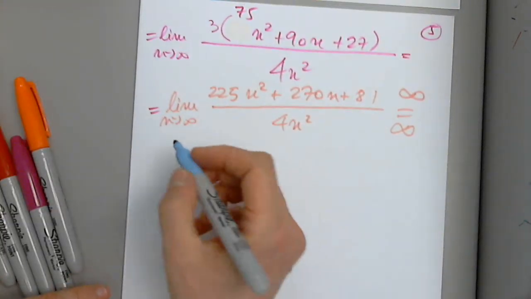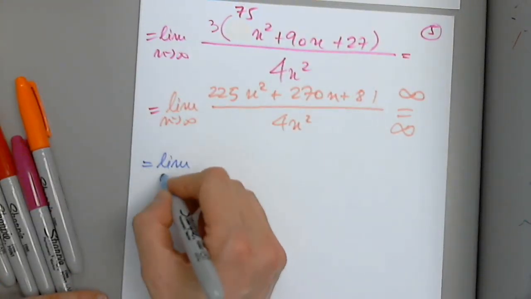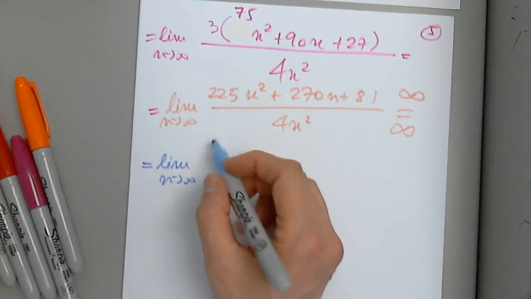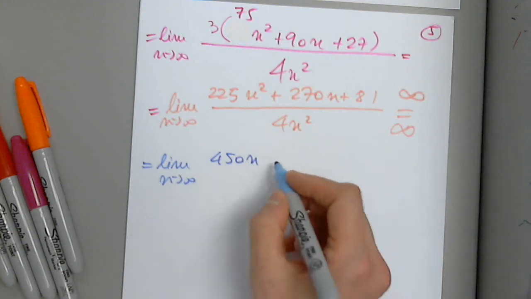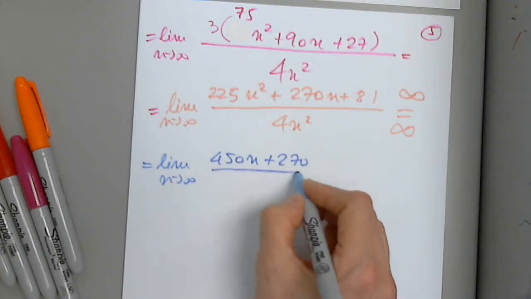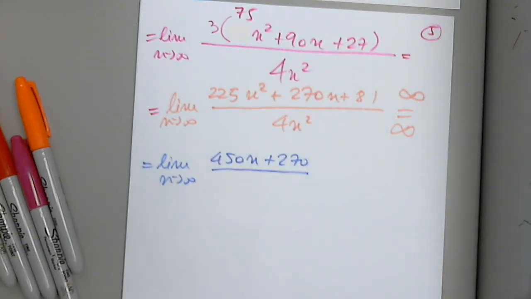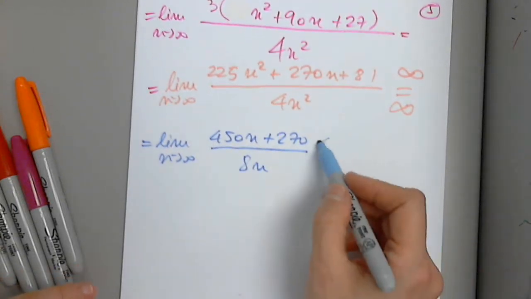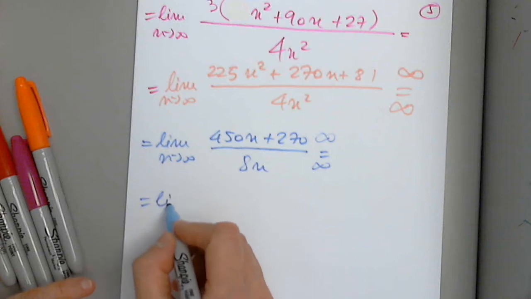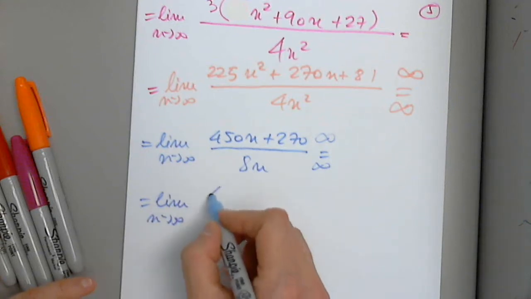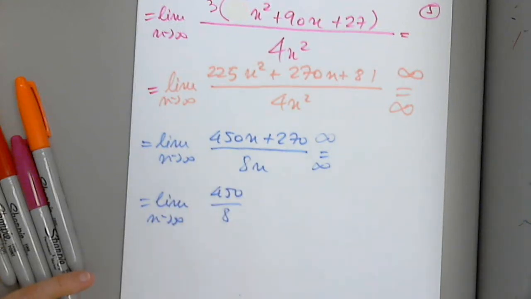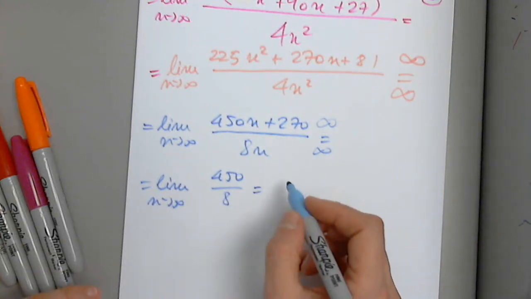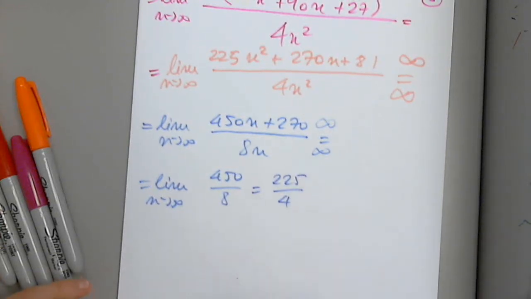So we apply L'Hopital's rule, limit n approaches infinity. So this is 450n plus 270 divided by 8n. We continue. It's still infinity over infinity. Limit as n approaches infinity, 450 over 8. So that is 450 over 8, which is 225 over 4.